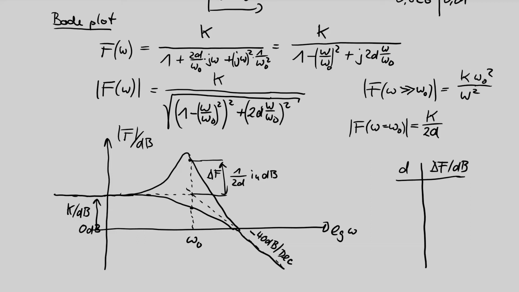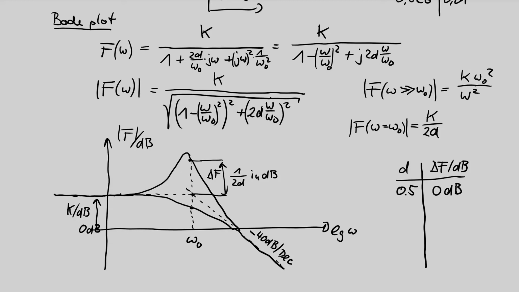If we do this, then we can find out that if the damping factor is 0.5, the special value, then k divided by 2 times 0.5 is 1, so 1 divided by 2d is 1, so we have 0 dB distance. 1 is 0 dB. So in the case of damping 0.5, the magnitude curve goes exactly through this point.